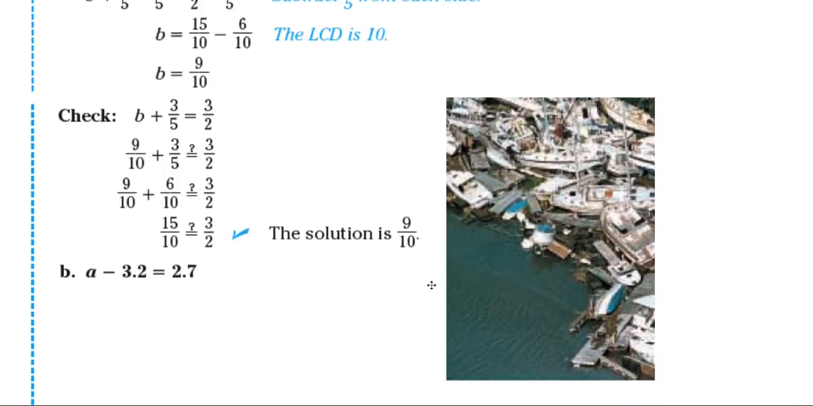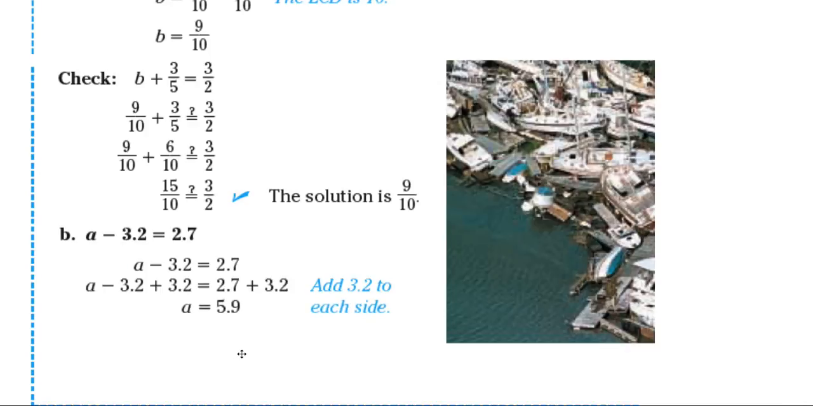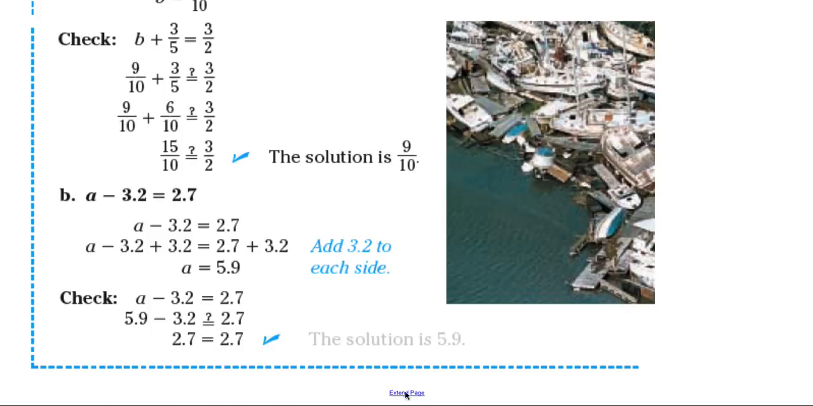Let's take a look at another example. In this example, we are going to deal with decimals. A minus 3.2 equals 2.7. We want to isolate A. That means we need to undo 3.2. In order to undo 3.2, let's copy the problem first. We add 3.2 to both sides of our equation. Adding 3.2 to both sides, we end up with A equals 5.9. Then checking our answer, we simply substitute 5.9 for A. And there you have it. Our answer checks out. So the solution is 5.9.